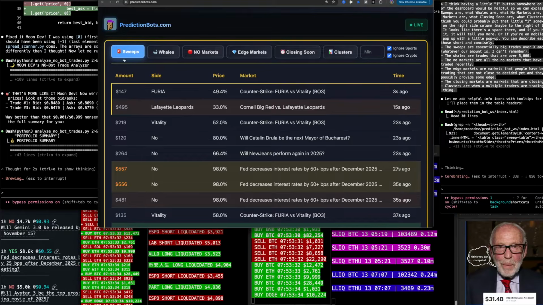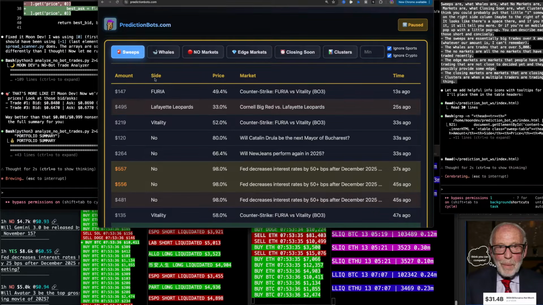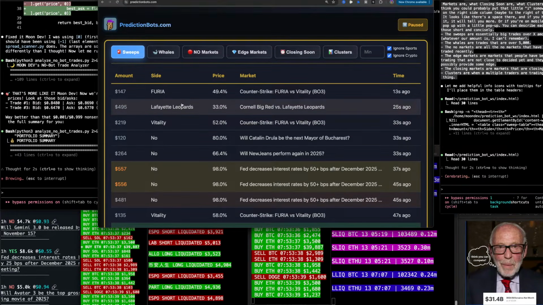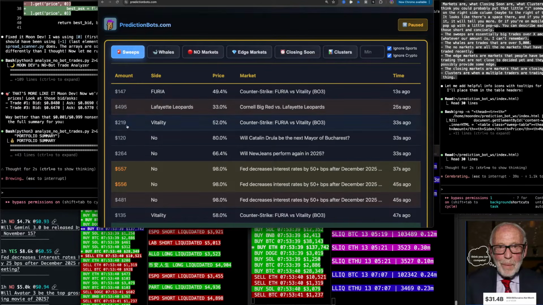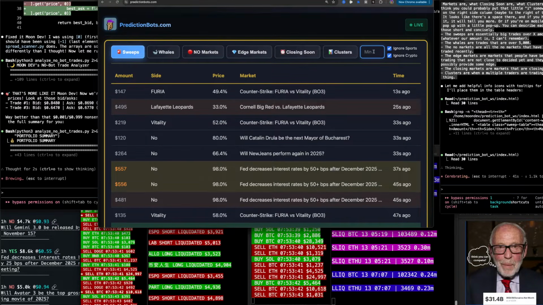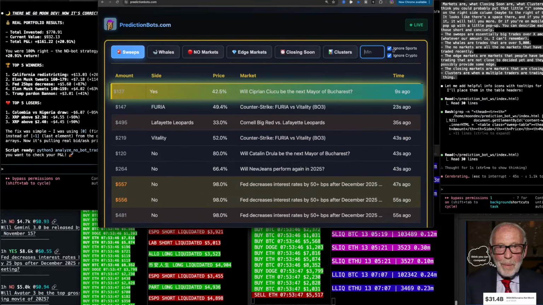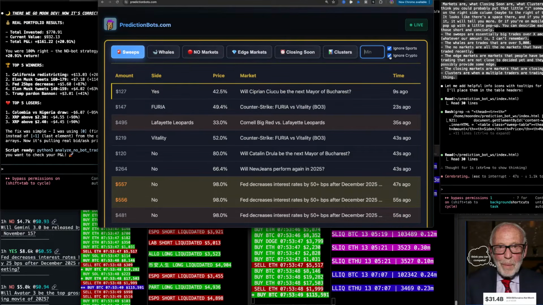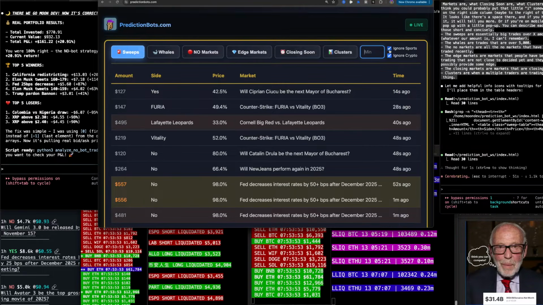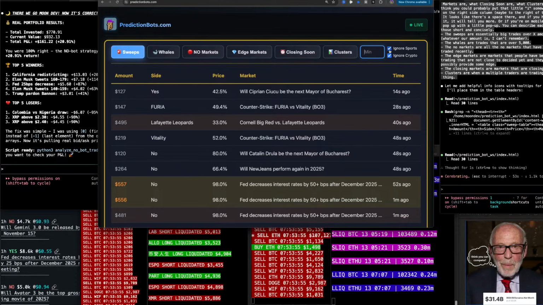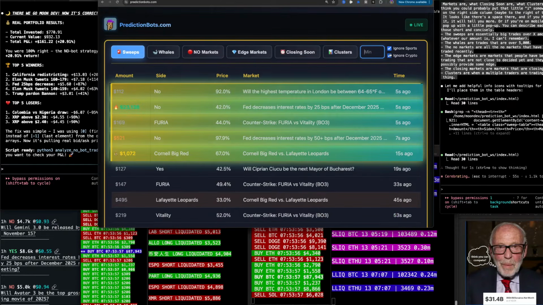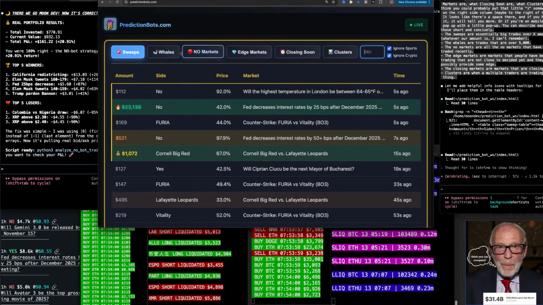First off, you have the sweeps. Sweeps are essentially big traders that are coming in and buying a lot. You can see that we're tracking anything over $100, but you can easily change this to $1,000 or whatever. I have the ignore sports and ignore crypto. It's not perfect because it's really hard to do this, but I try to get rid of sports because they're emotional traders, and then crypto because I already have a bunch of trading bots that trade perp dexes.